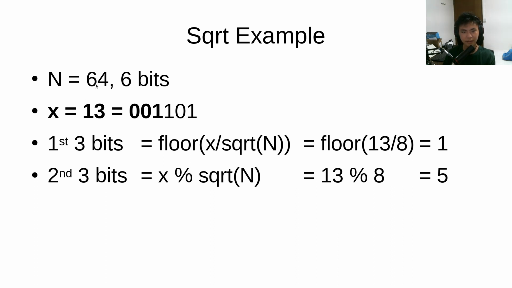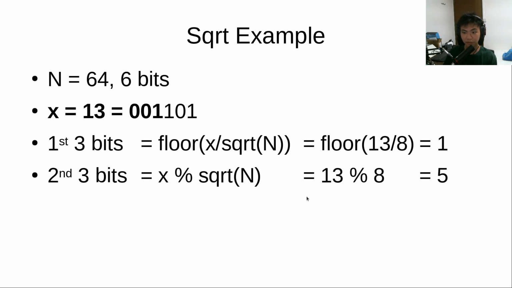If we look at n equals 64, we represent it by 6 bits. So 0 to 63 can be represented by 6 bits of information. For example, if I have the number 13, I represent it in binary. If we take a look at the binary representation and cut it halfway, 6 bits into 3 and 3, then the first 3 bits represent the floor of that number divided by square root n, and the last 3 bits represent the number modulo square root n.